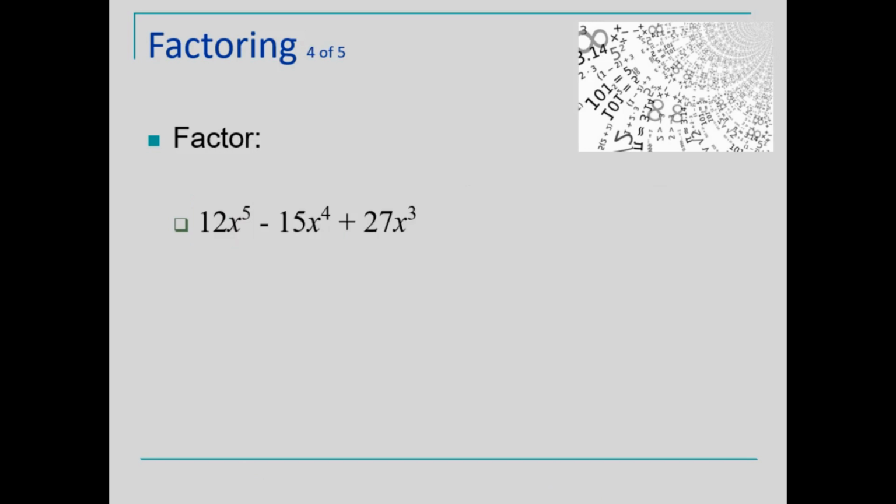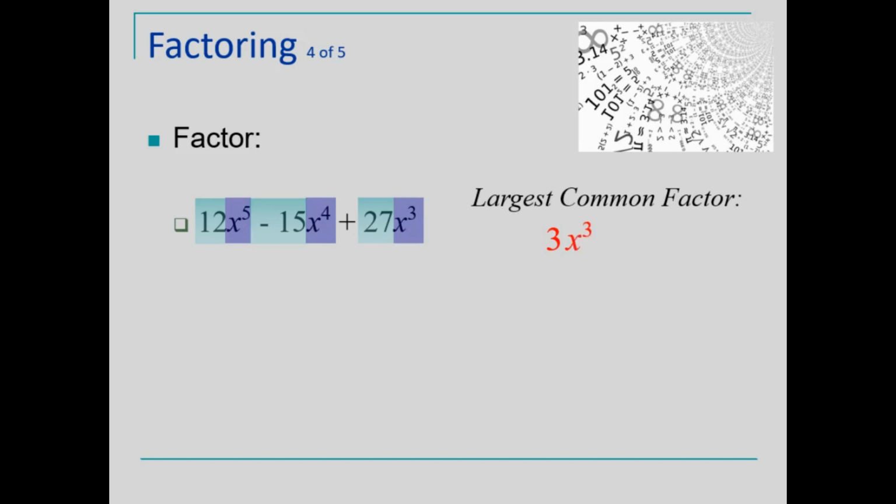When directed to simply factor, it is understood that we should always factor completely. First step, determine the largest common factor. All monomials include the greatest common factor of 3. The largest common factor of the variable is x to the third, which is the smallest power of x in the original polynomial. Thus, the largest common factor is 3x cubed.